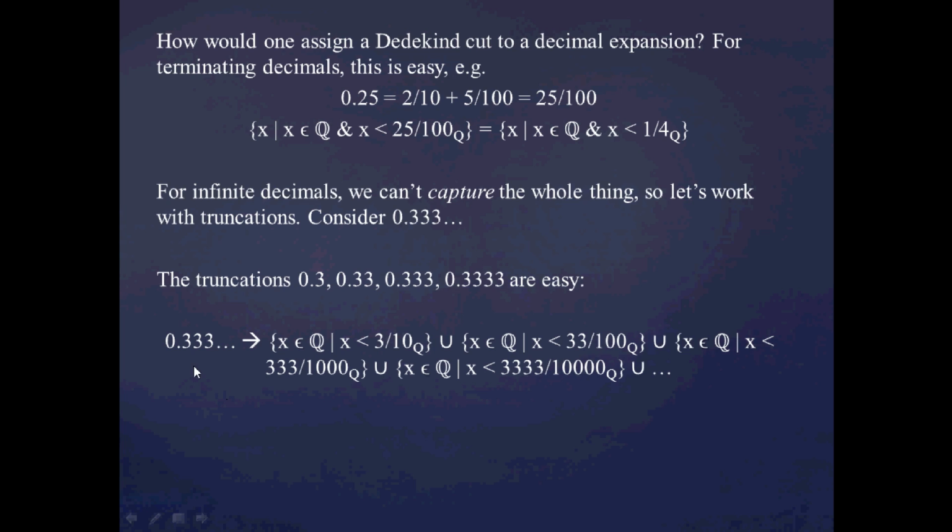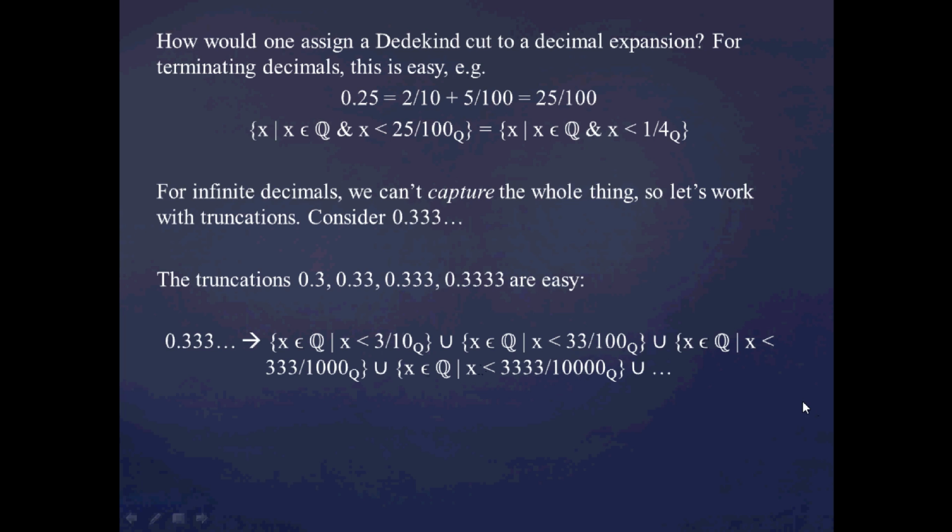So what we're going to do is let the infinite decimal, 0.3 repeating, be represented as an infinite union of each of these truncations. So this infinite decimal, 0.3 repeating, is going to be the cut corresponding to 3/10, unioned with the cut corresponding to 33 hundredths, which is that one right there, unioned with the cut corresponding to 0.333 or 333 thousandths, union with the cut 0.3333, which is down here, and so on.